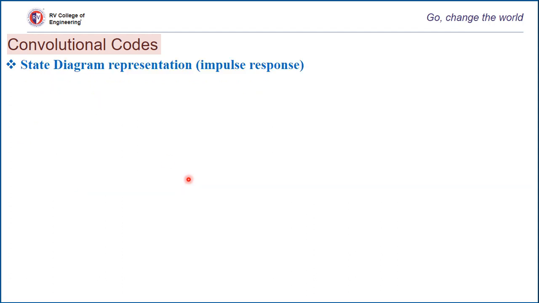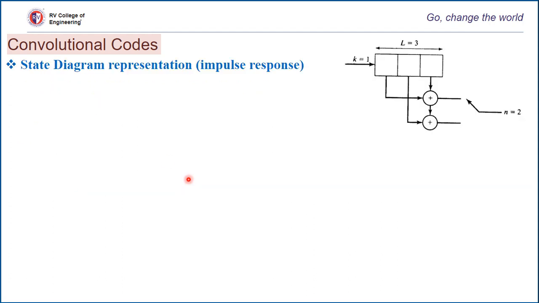This is one of the simplest and best known methods to represent the encoder output. This is also called the impulse response or instantaneous response for the incoming bit. This is an example that we have taken to understand and try to represent in various ways.